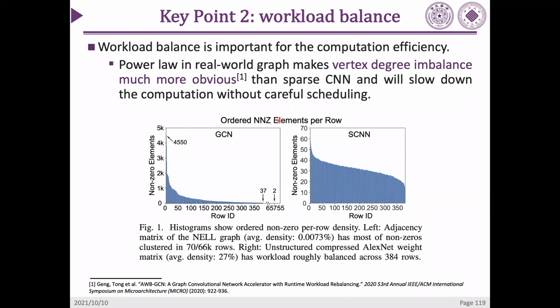The second one is the workload balance. The workload balance is very important for computational efficiency. As shown in the figure, it is the statistics of the numbers of non-zero elements in the graph data used by graph neural networks and in the sparse matrices of sparse convolutional neural networks. It can be seen that the graph neural network is more sparse and much more unbalanced than the sparse convolutional neural networks.